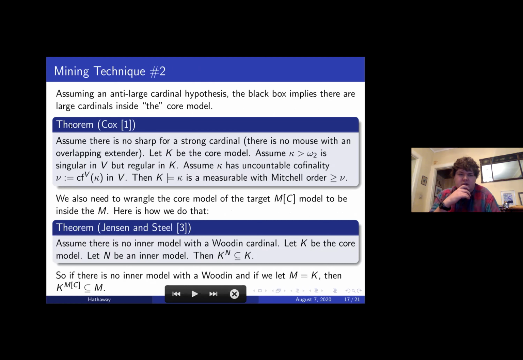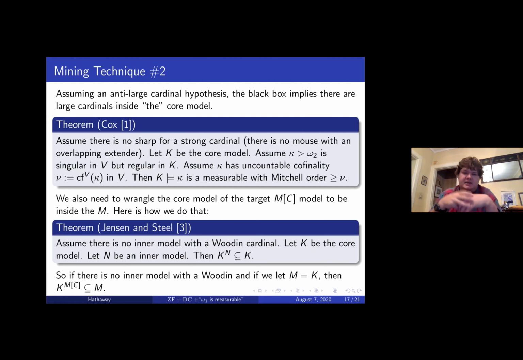All right, so this next theorem, in this form, is due to Sean Cox. It says, assume there's no sharp for a strong cardinal, so there's no mouse with an overlapping extender. Let K be the core model. Assume kappa is singular in V but regular in the core model. And also assume that kappa has uncountable cofinality, nu. Then the core model thinks that kappa is measurable with Mitchell order at least nu.